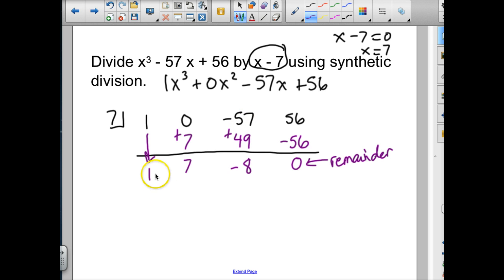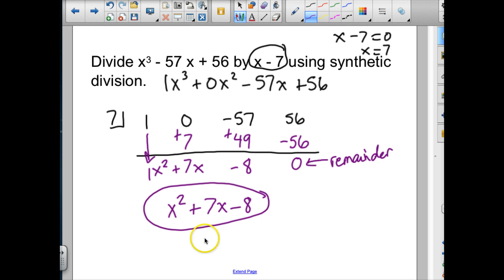What are the exponents on our variables? This will be 1x to the, we started with 3, we divided by 1, so x squared plus 7x minus 8. So my final answer is 1x squared plus 7x minus 8. No remainder, so you don't have to write anything. So remember what that means.